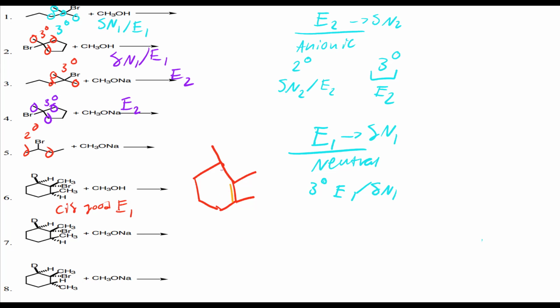If you're an up person or a down person, it doesn't matter. It's the same. As long as you don't do it like this, then you're going to have 1, 2, bad. If you do that, it's going to be 1, 2, that's bad. If you do this, it's going to be 1, 2, that's also bad. And so what the example is trying to show you is that if you have a cis relationship for E1, that's really good, right? It doesn't matter for SN1.